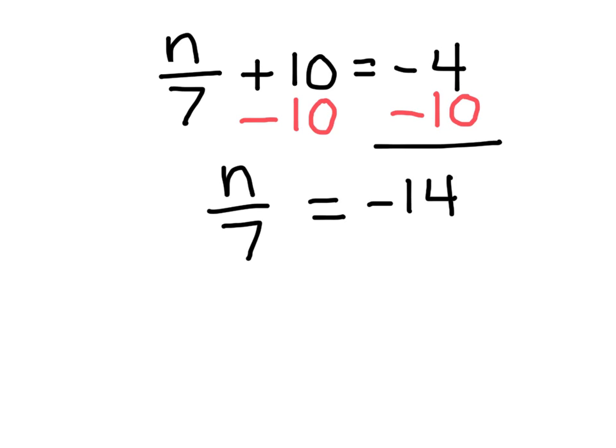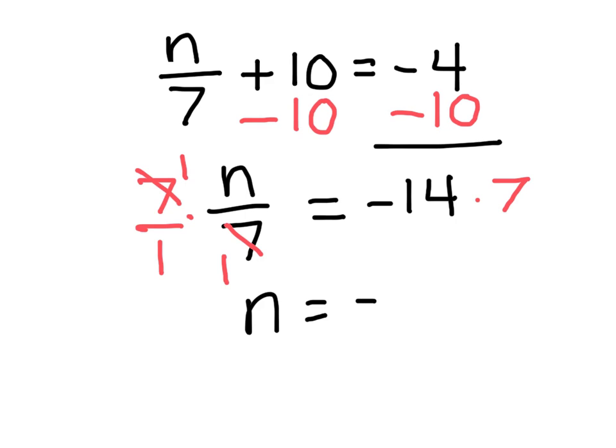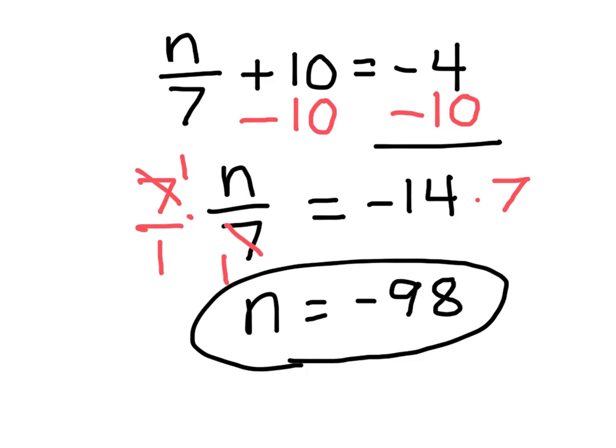Now the next step we're going to do is undo dividing by 7 by multiplying by 7. Okay, so if I multiply by 7 on the left side, the 7's cancel, and I have n by itself, and then negative 14 times 7 equals negative 98. That's the value of the variable that makes the equation true. So how'd you do?